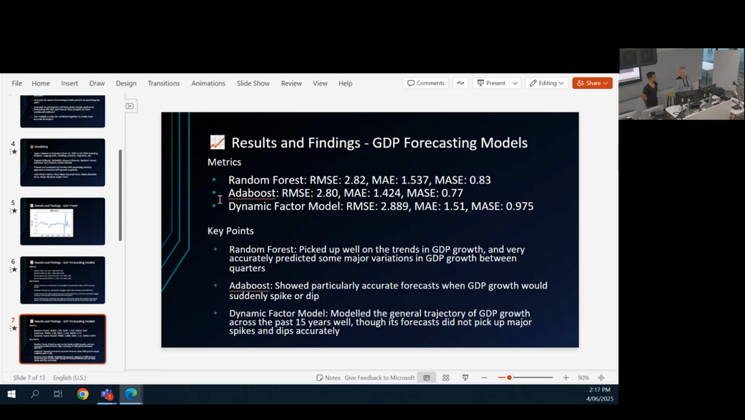For the dynamic factor model, actually, it's supposed to be one of the best models to work with time series data, but in our case, it worked pretty well for the data, but did not pick up the spikes during the COVID times when it went 10% down and 10% up. So we decided to stay with Random Forest and AdaBoost for ensembling models. And with that, I'll give it back to Ali. Thanks, Vladimir.